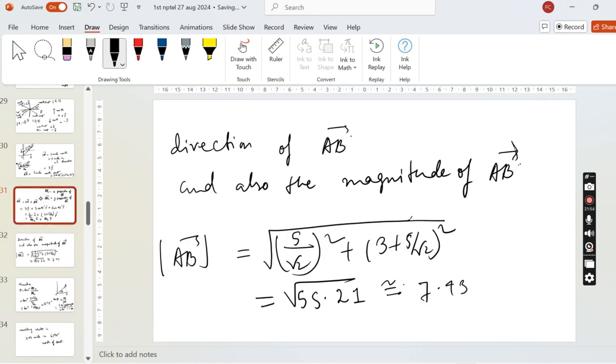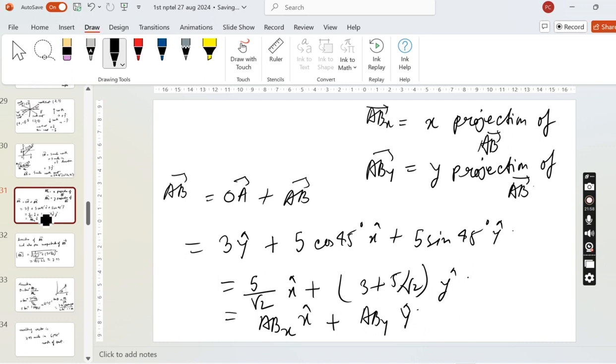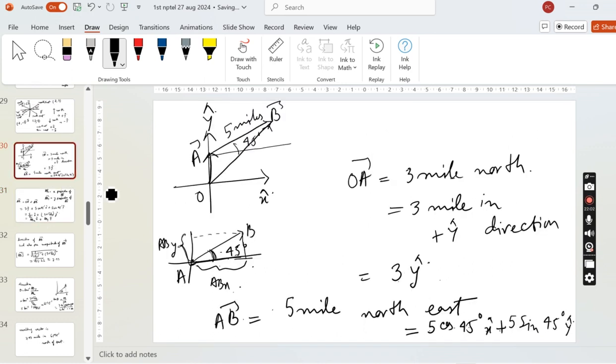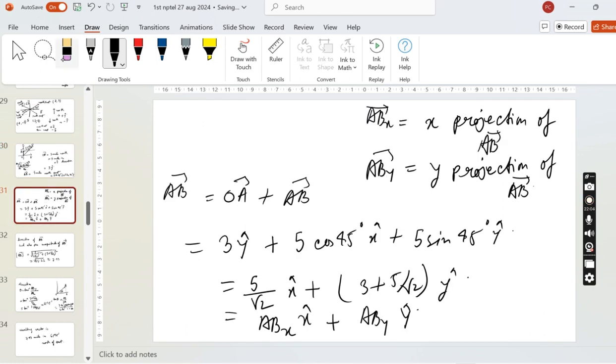Now we need to add. We need to find OB. OB is OA plus AB. OA is 3y, and AB we can write like this, with cos 45 degrees being 1 by root 2. We now need to add the coefficient of the x unit vector and the coefficient of the y unit vector. So we'll get 5 by root 2 x plus (3 plus 5 by root 2) y.